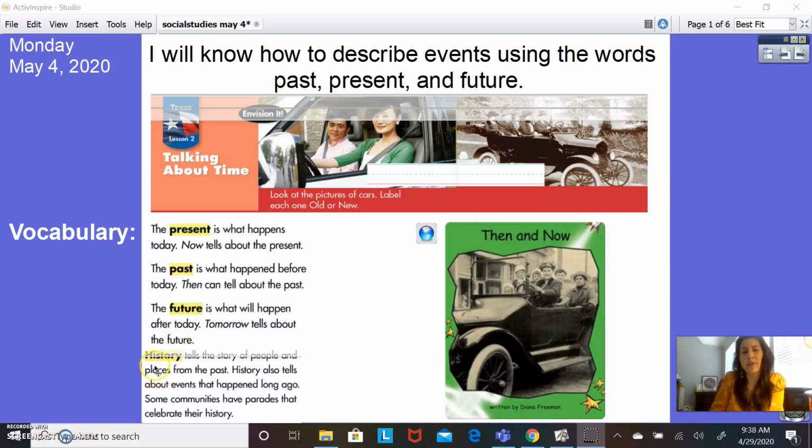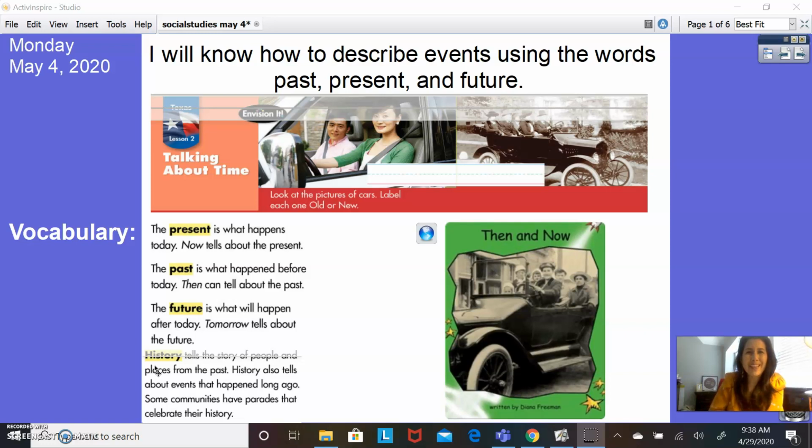We also want to talk about the word history and what history means. History tells a story of people and places from the past. It tells about things, events that have happened very long ago. And some communities have parades that celebrate their history, things that have happened in the past.